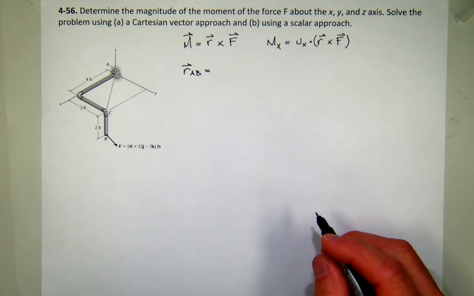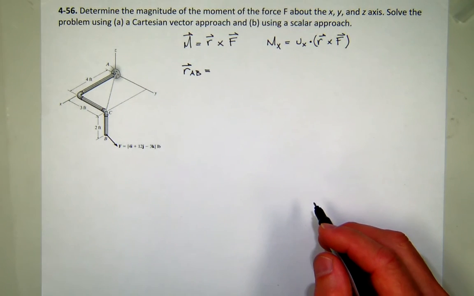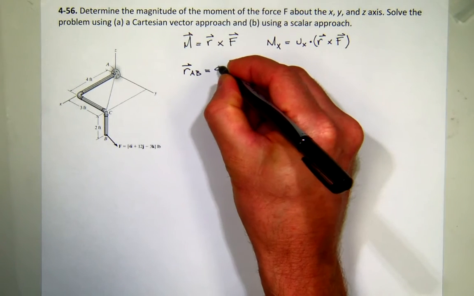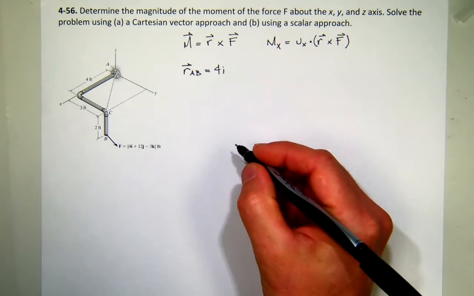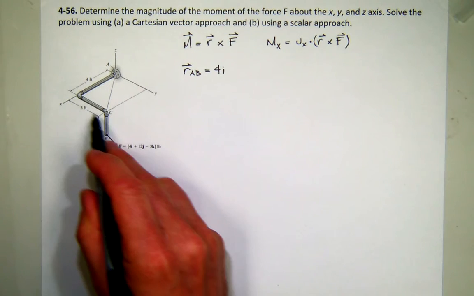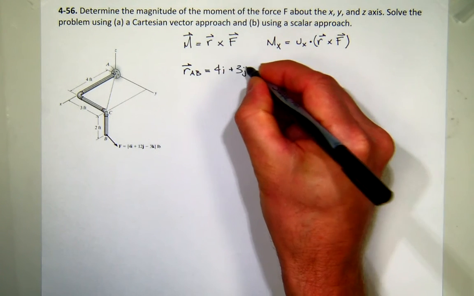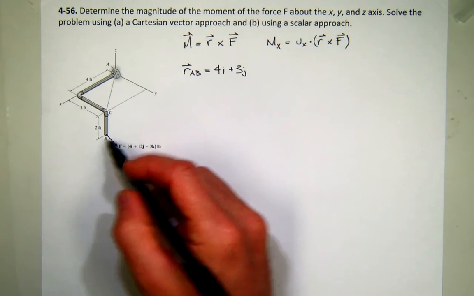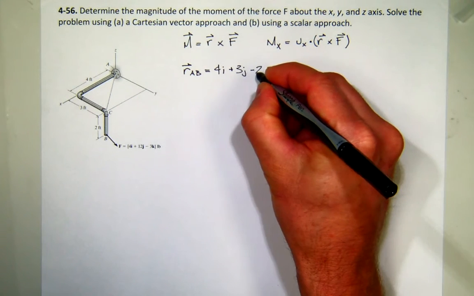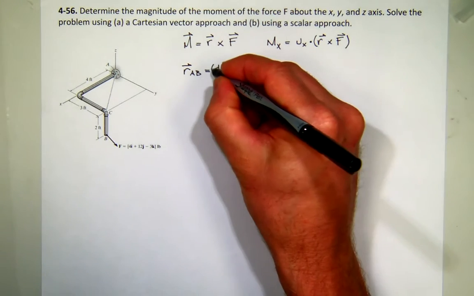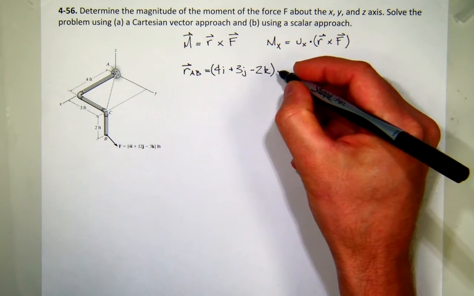It'll be the coordinates of B minus the coordinates of A. So in the x direction, it moves 4. It'll be 4i. In the y direction, it's 3. And in the z direction, it looks like it's minus 2. Everybody see that? And that should have units of feet.